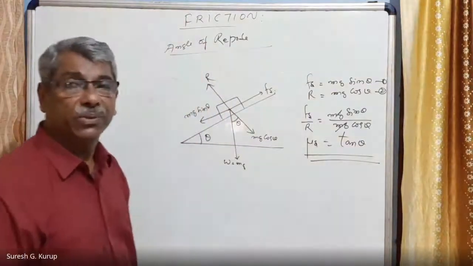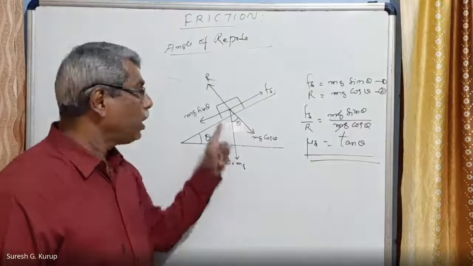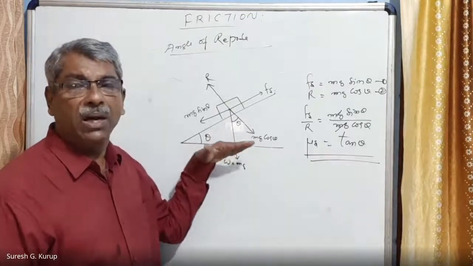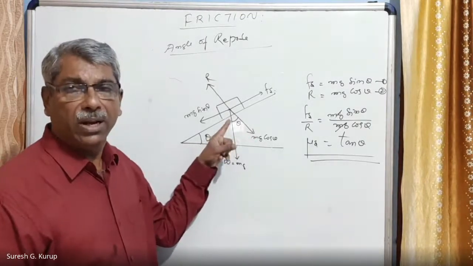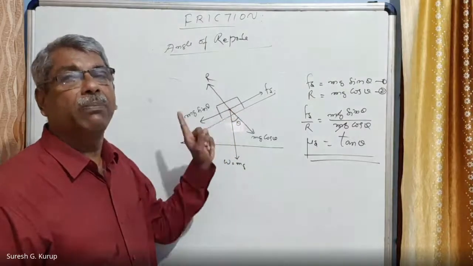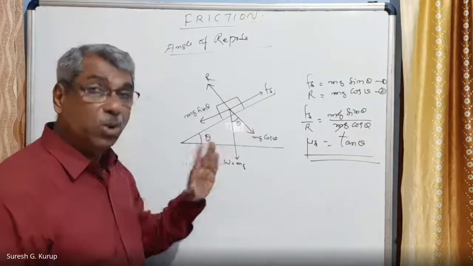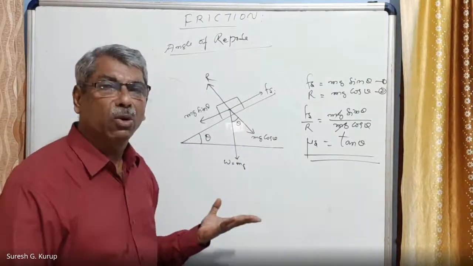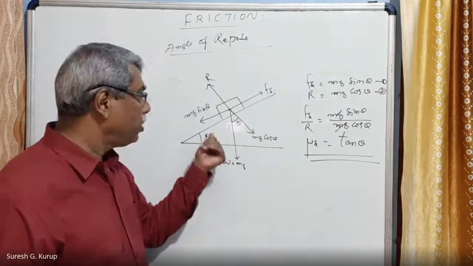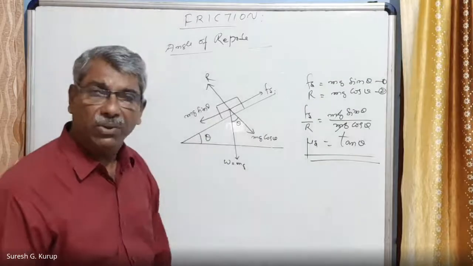angle of repose. The term angle of repose is used when a body is kept on an inclined plane and the angle between the inclined plane and the horizontal is gradually increased. At a particular stage, the body starts sliding over it. That body is on the verge of sliding over the inclined plane. At that time, the angle between the horizontal plane and the inclined plane is called the angle of repose, right?